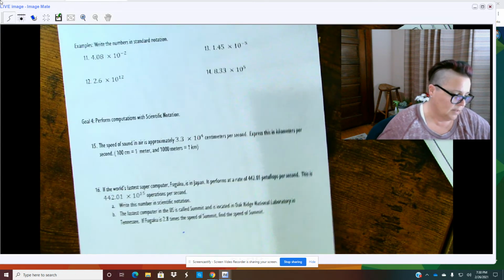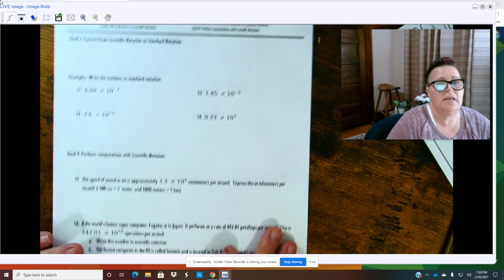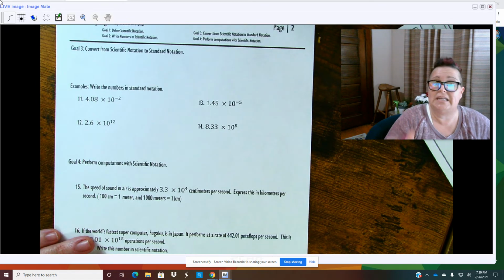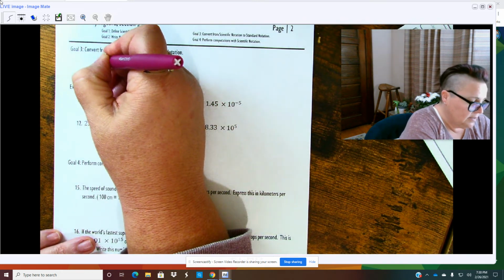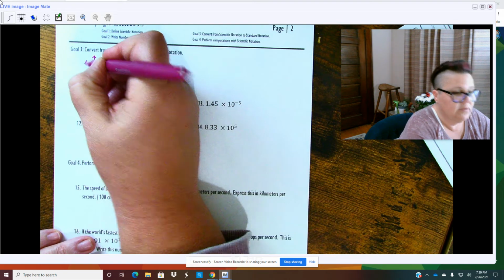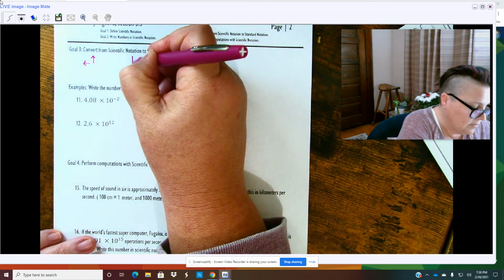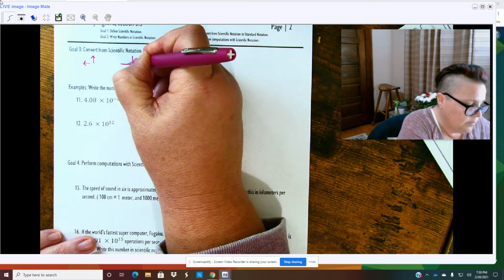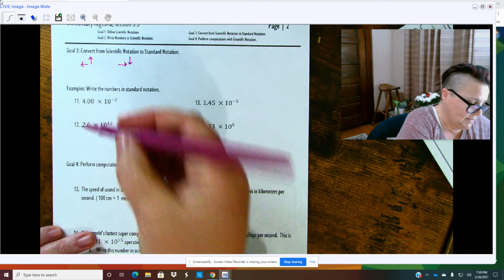Okay. All right, we've got some conversion problems here from scientific notation to standard notation. We can use that same sort of method: if the exponent has to go up, the decimal place moves to the left. And if the exponent has to go down, the decimal place moves to the right. What does that mean in actual practice?